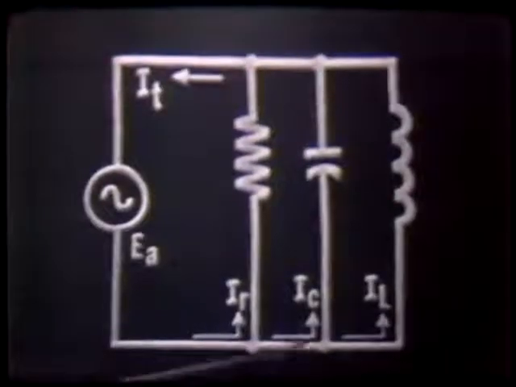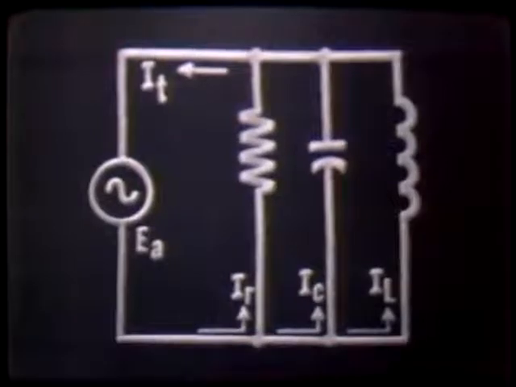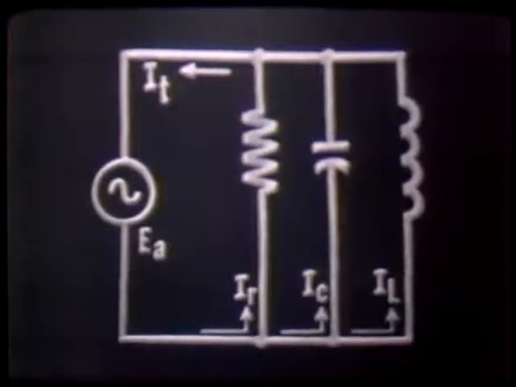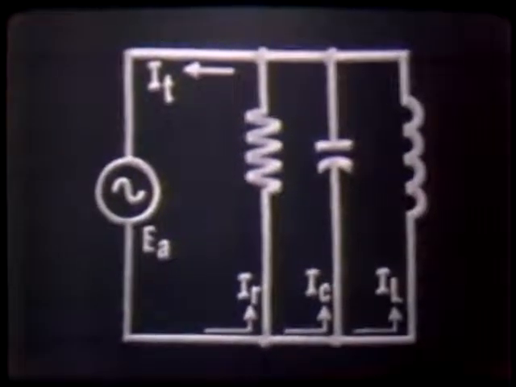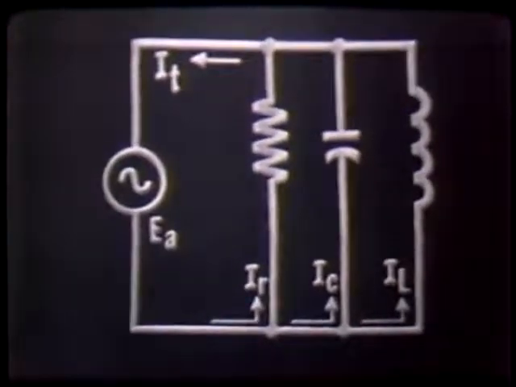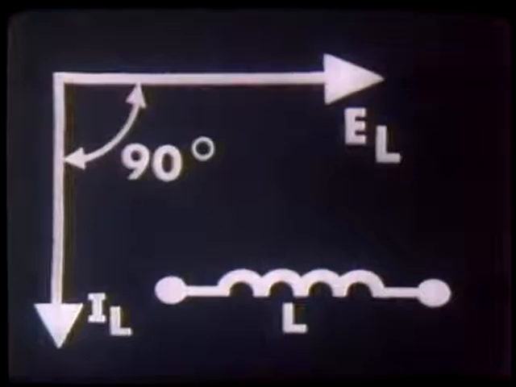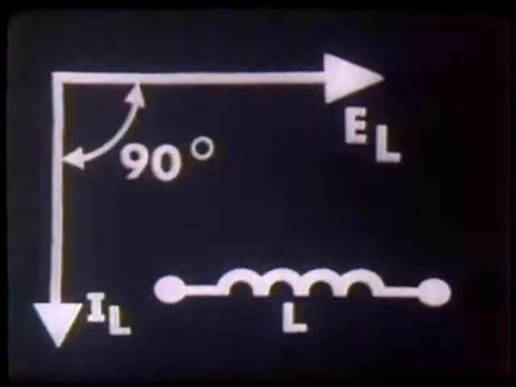Our third current would be our inductive current, IL. We know that the voltage across and the current through any pure inductive component is also 90 degrees out of phase, but the current lags the voltage by 90 degrees and appears this way. IL lags EL by an angle of 90 degrees.